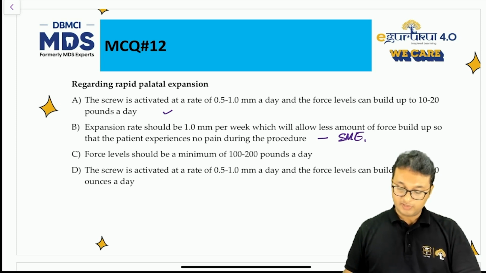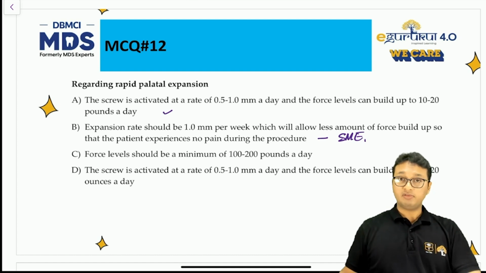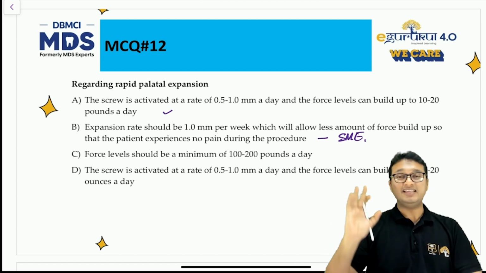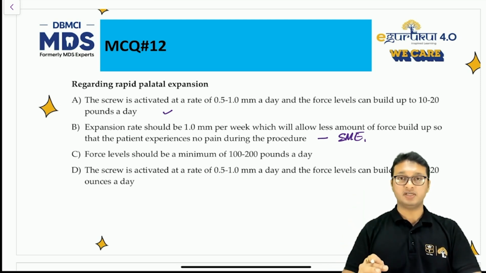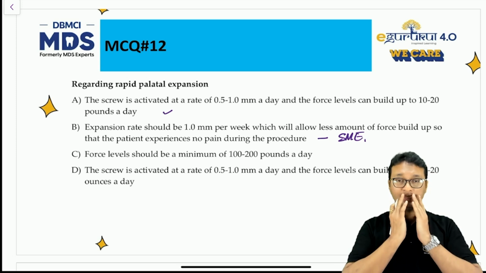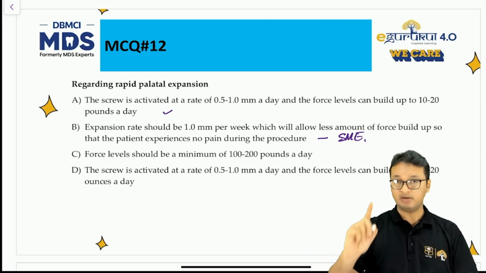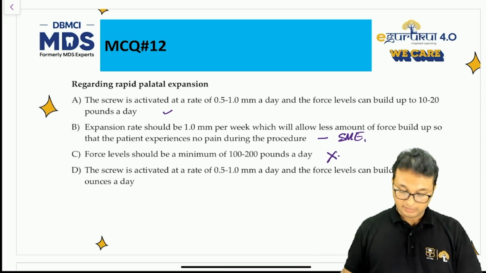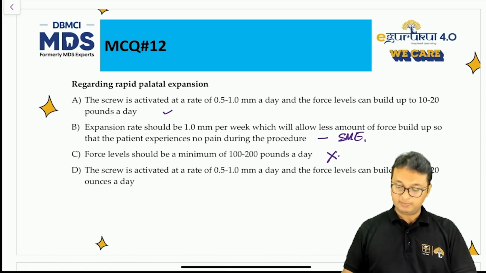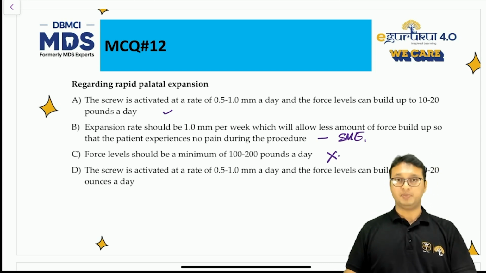Third is, force level should be minimum of 100 to 200 pounds per day. Imagine 88 kilograms. It's even more than the entire body weight. Do you even imagine, can that amount of force be tolerated by the teeth? Absolutely not. It should be 10 to 20 pounds a day, not 100 to 200 pounds a day. So a big no. The screw is activated at the rate of 0.5 to 1 millimeter per day, and the force levels can build up to 10 to 20 ounces per day.